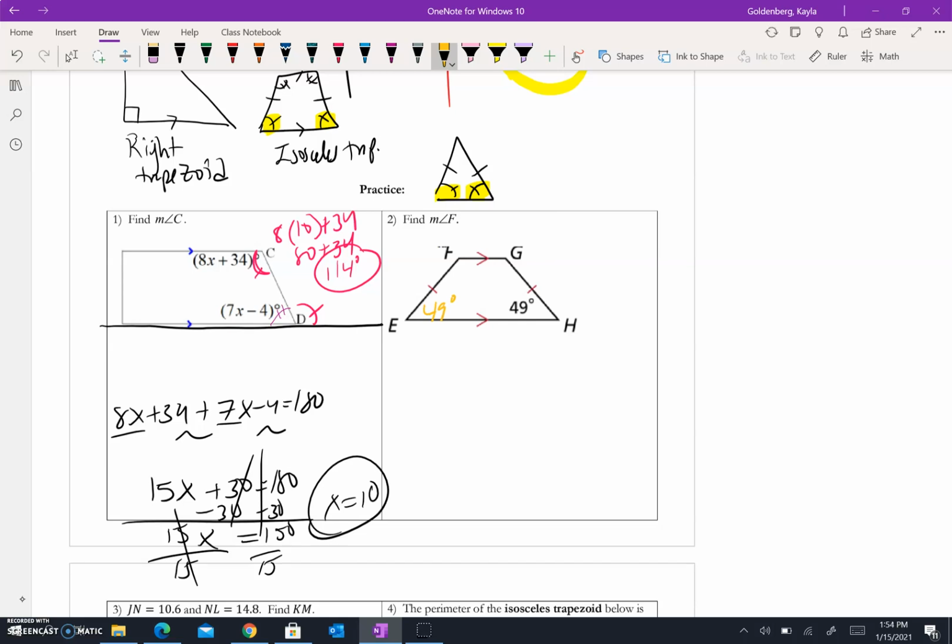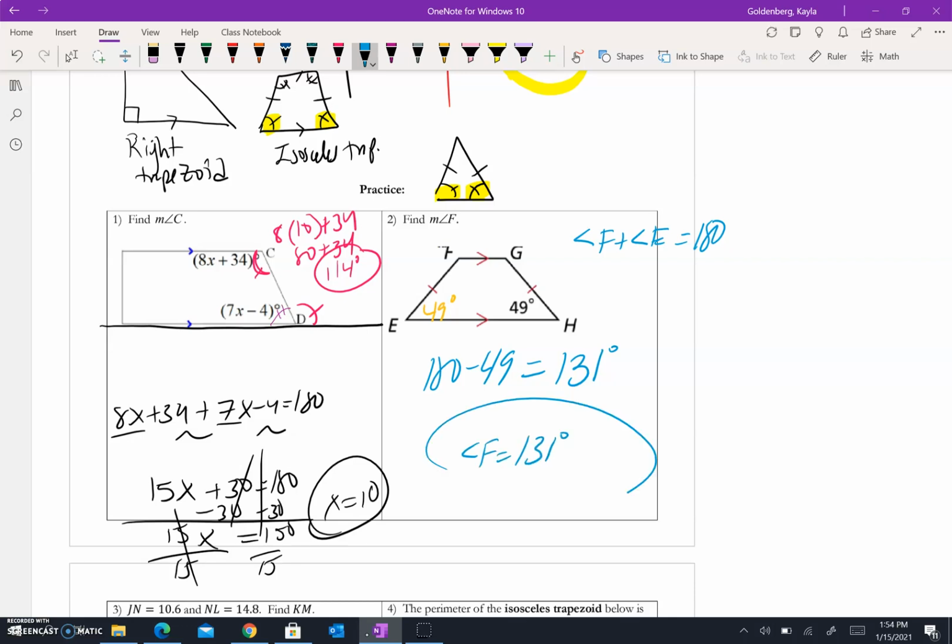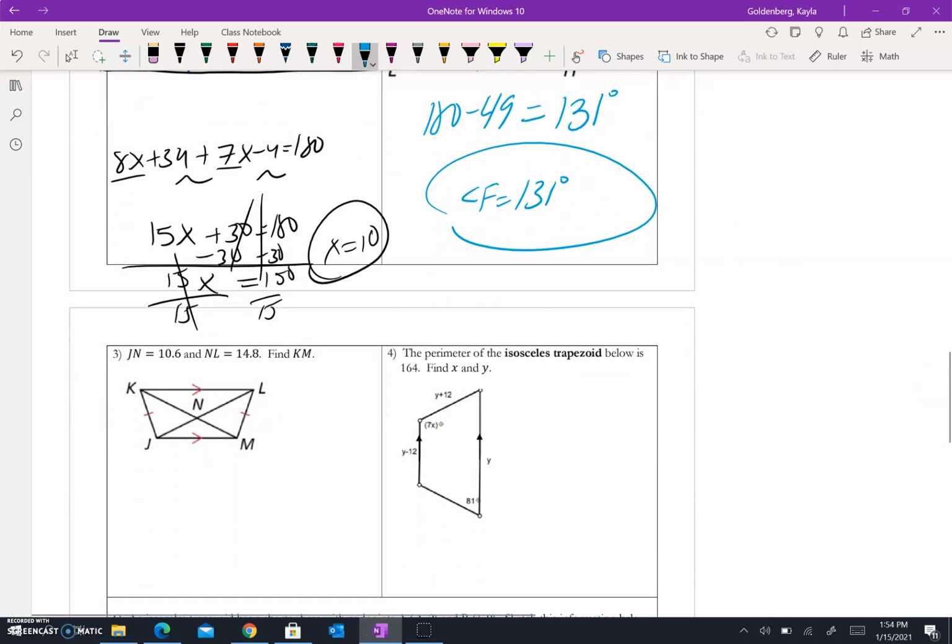But now they want us to find F. We're going to use the same idea as before, that angle F plus angle E adds to 180. Same thing if you did angle G and H. So 180 minus 49 would be 131 degrees for angle F. Okay. So those two are getting us used to some of the angle properties of trapezoids. There's also some other properties to explore here.